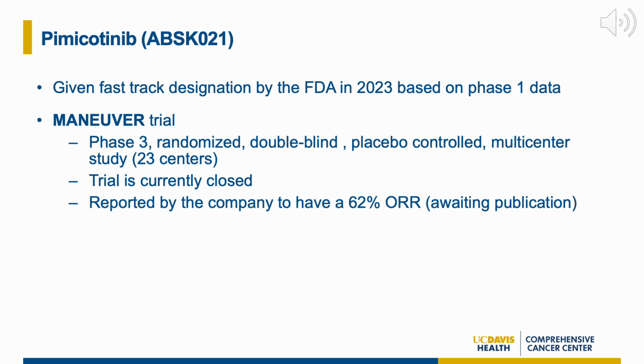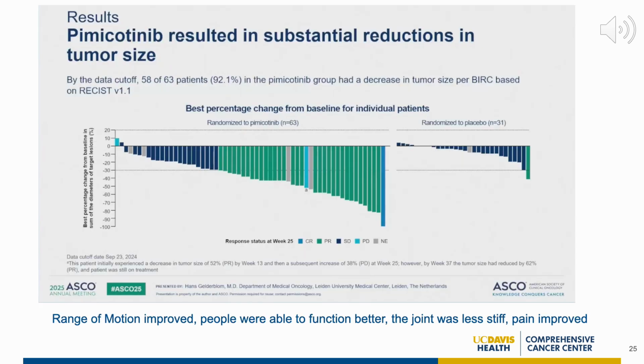They did have a phase 1 trial back in 2023, and the FDA said, we like the results of that trial, we're going to fast track it to try to get it FDA approved faster. So the MANEUVER trial has happened and is done. It is a phase 3 randomized, double-blind, placebo-controlled, multi-center trial. This was done at 23 centers, and the company tells us there's a 62% response rate, but we're waiting for the publication. This is the data that they presented at ASCO.